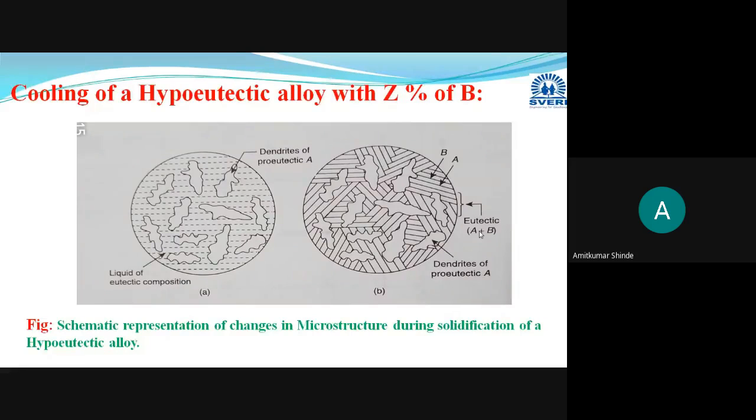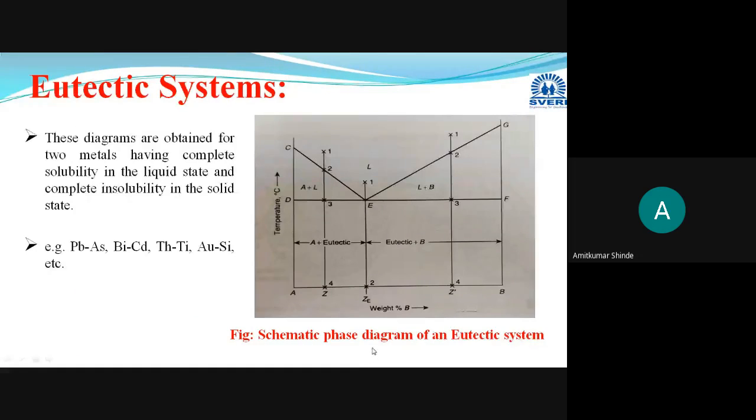Okay. Then we will move towards next slide. Now, the next explanation for next alloy we are considering is alloy having composition ZE% of B, means actual eutectic composition, and that alloy will be termed as eutectic alloy.